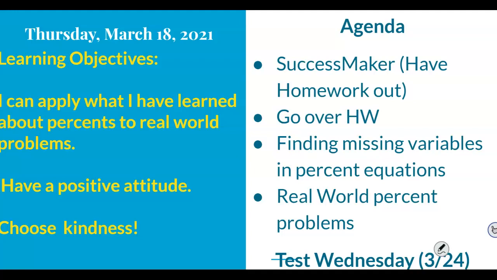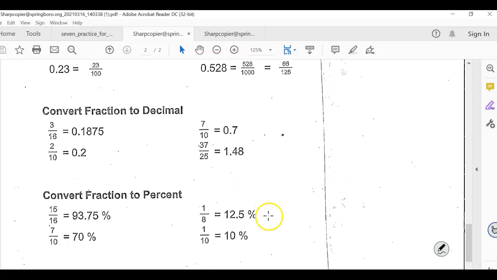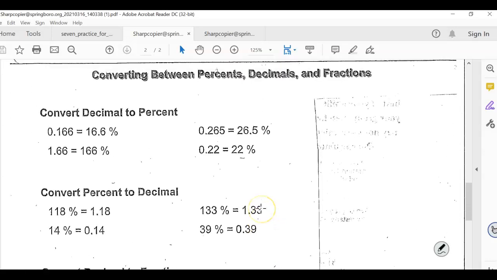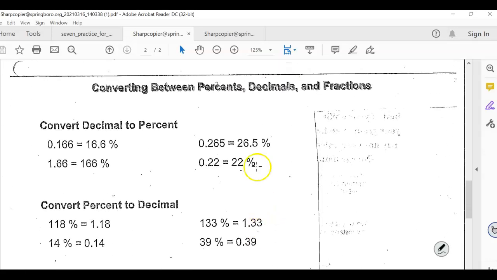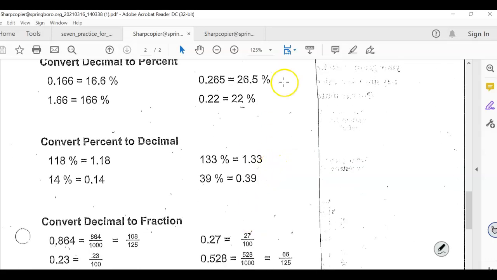This lesson. So here you go. Here are the answers from your homework, the right side. Here are the first 6.